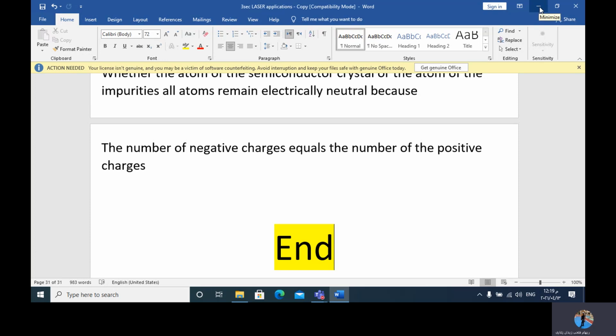Next time, inshallah, we continue to talk about the law of mass action in semiconductors. Today we discussed the applications of lasers, we discussed holograms, and we discussed semiconductors, the N-type and P-type, and how we increase the conductivity of semiconductors. Next time we continue talking about the law of mass action of semiconductors, and by this we come to the end of our lesson.